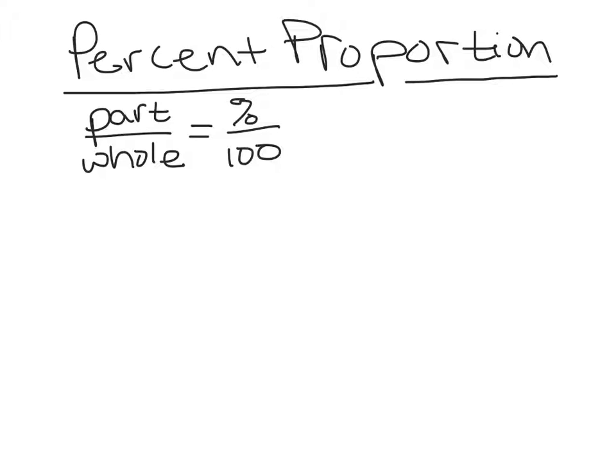So the percent proportion is probably the easiest version of the percent relationship to use, and it's really just a proportion where you set the ratio of the part over the whole equal to the percent over 100. This can be rewritten as the percent equation.